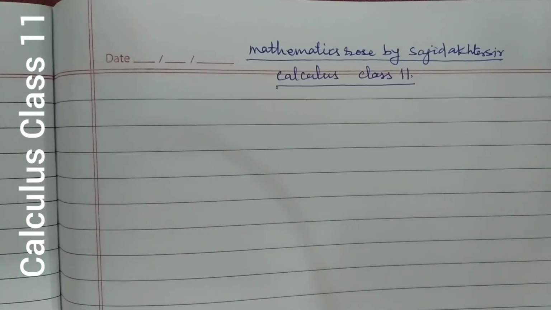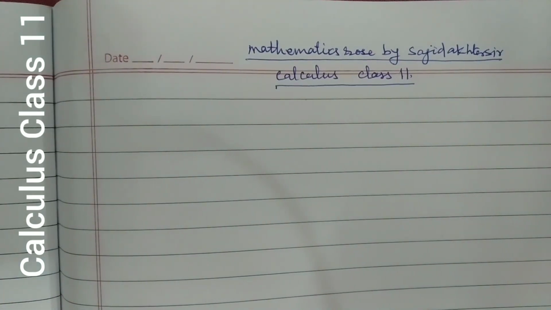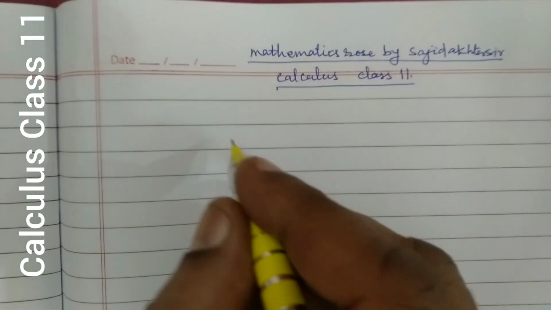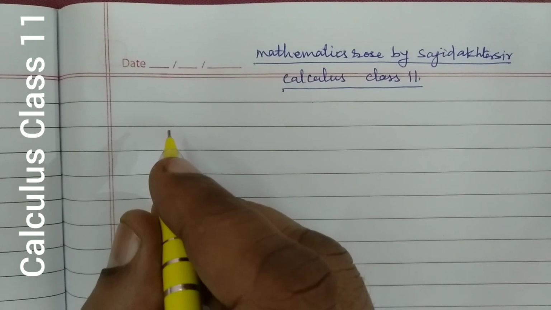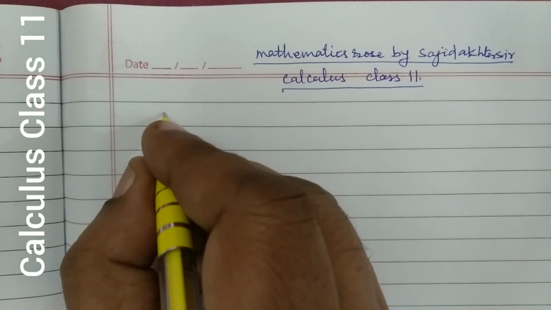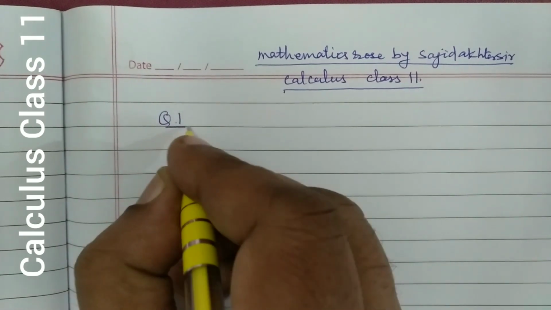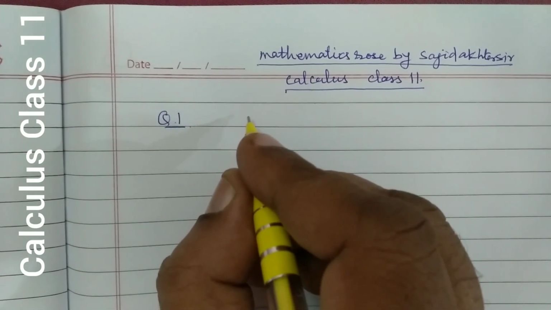So here today I am going to explain the differentiation from the first principle by delta method, or we can also say the ab initio method. So first of all, the question I have taken is formula 1.